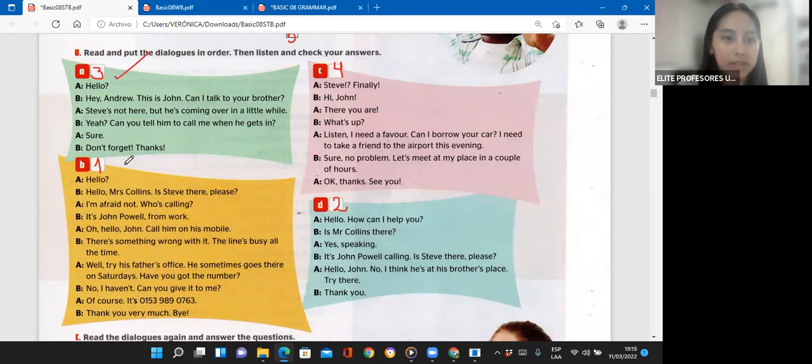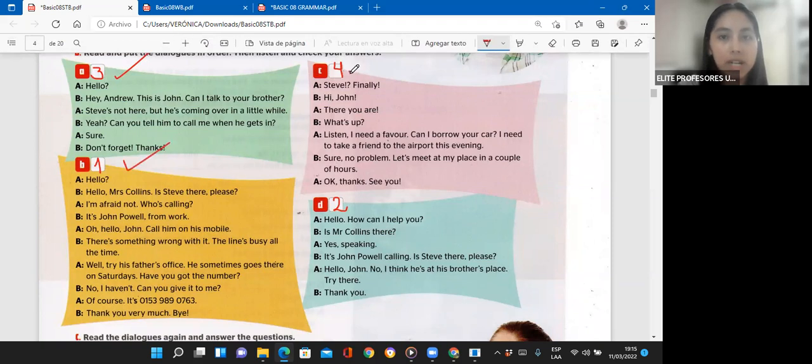Okay, me parece que todo está bien. Everything was correct. 3A, B1, 4C, and 2D.